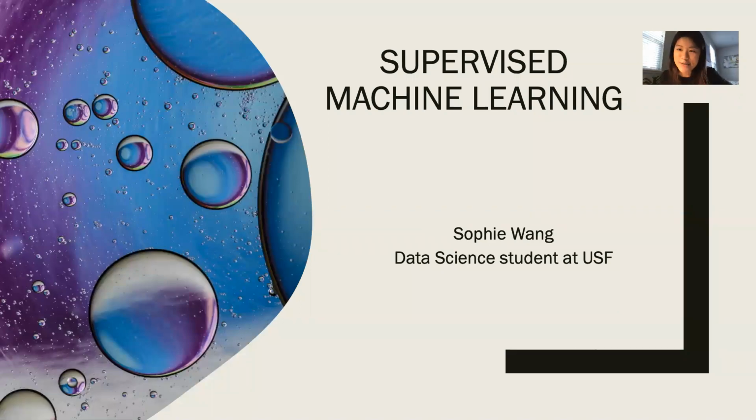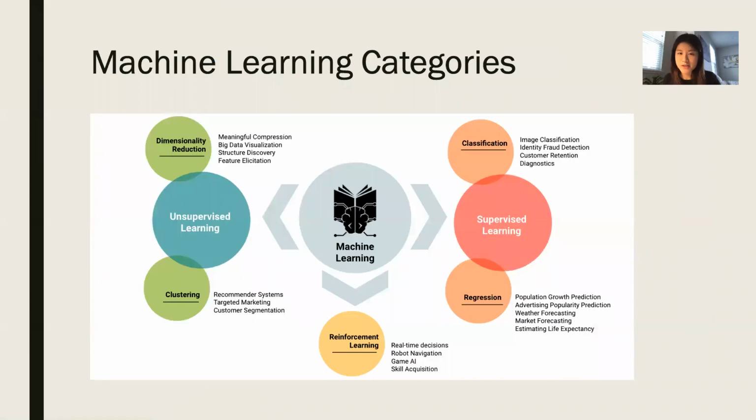Hello everyone. So today I'm going to talk about supervised machine learning and also show you some code in scikit-learn libraries using Python. So first and foremost, machine learning categories have three parts: supervised learning, unsupervised learning, and reinforcement learning. So today we're going to focus on supervised learning, which consists of regression and classification.